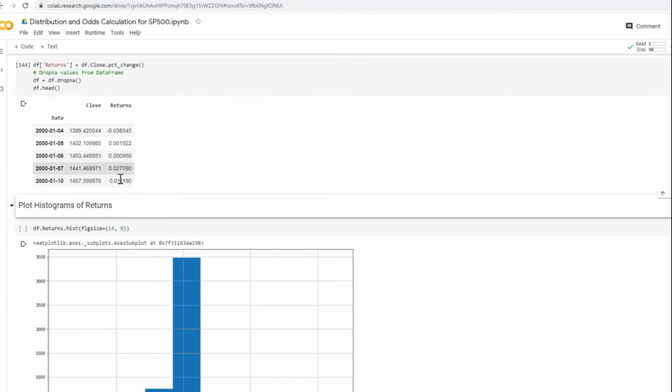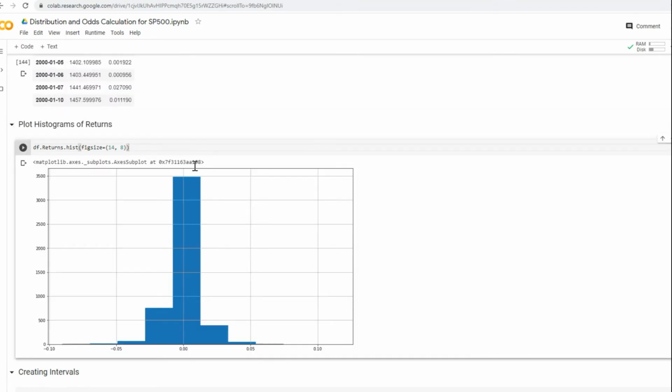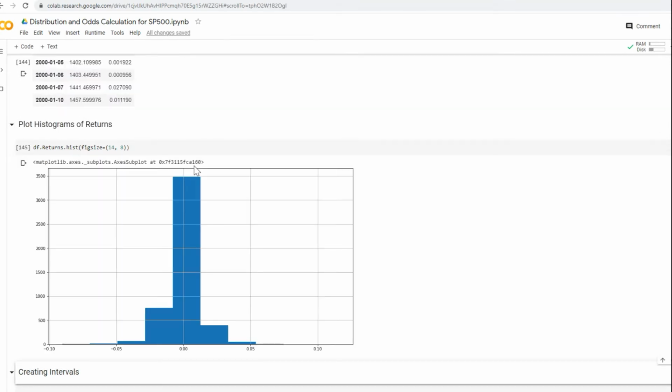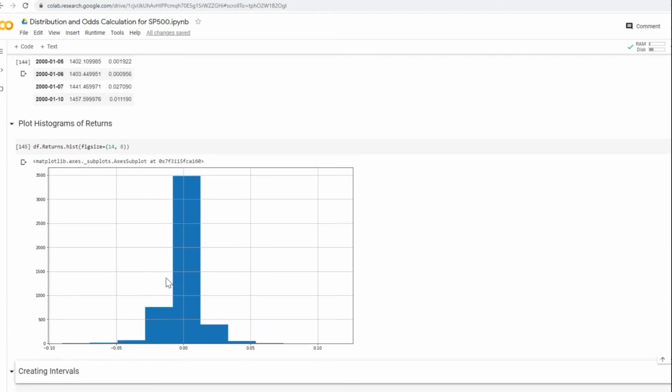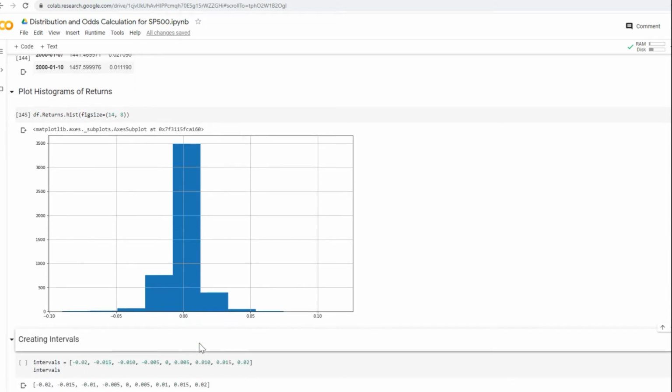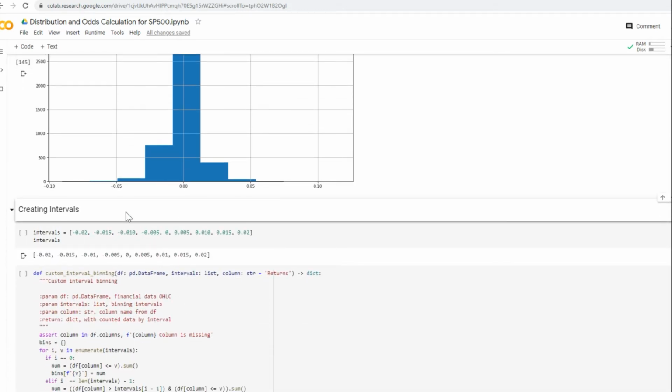Let's look at the returns and see the distribution of the returns. You can see based on the returns that the majority of the returns are around 0, but we will make a more detailed analysis later. So, creating intervals. Now let's customize the intervals.